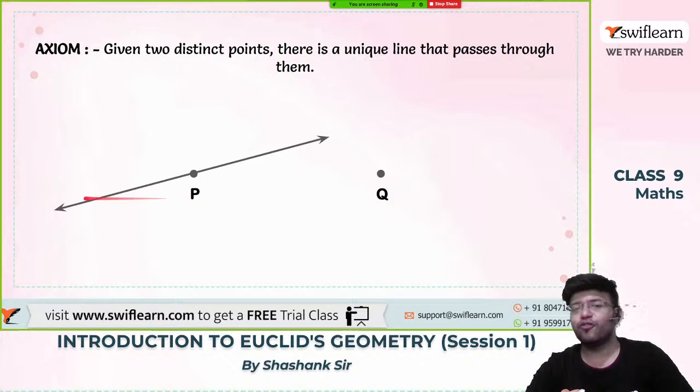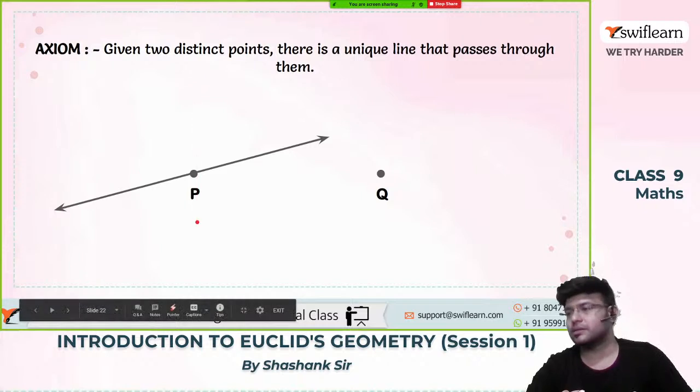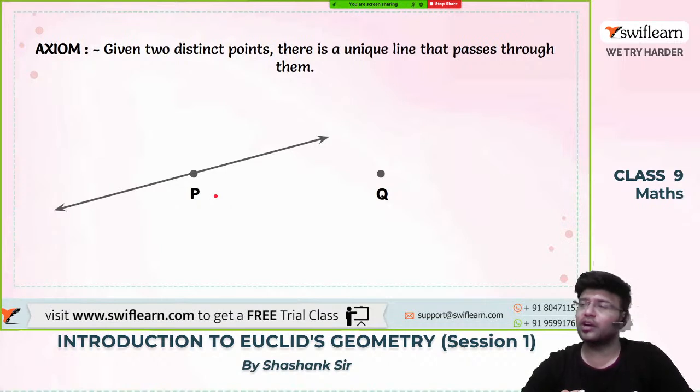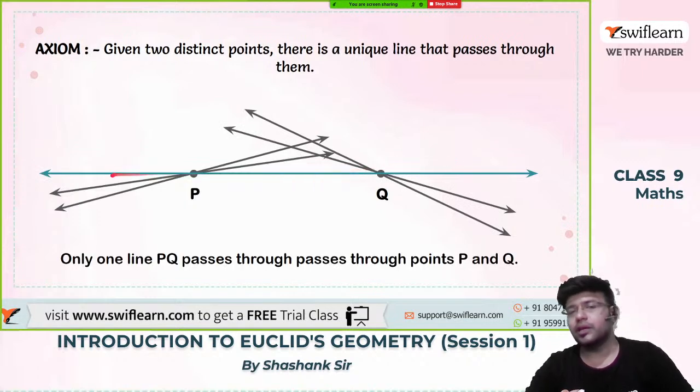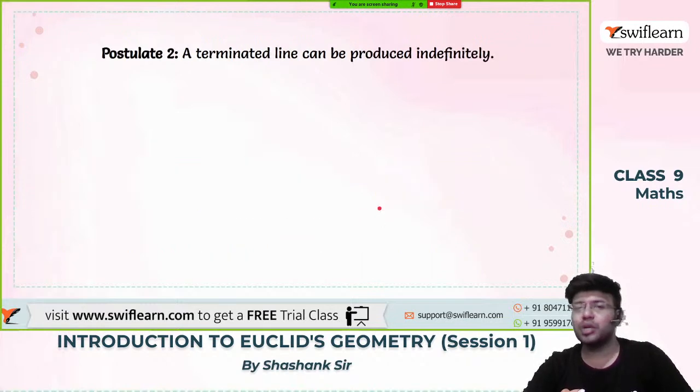See, at point P you can draw infinitely many lines. Point P is there, how many lines can we draw at point P? We can draw infinitely many lines at point P. But remember, there will be one unique line which will pass through the point P and also through the point Q. At Q also, you can draw infinitely many lines. There will be only one line which passes through both the points P and Q.